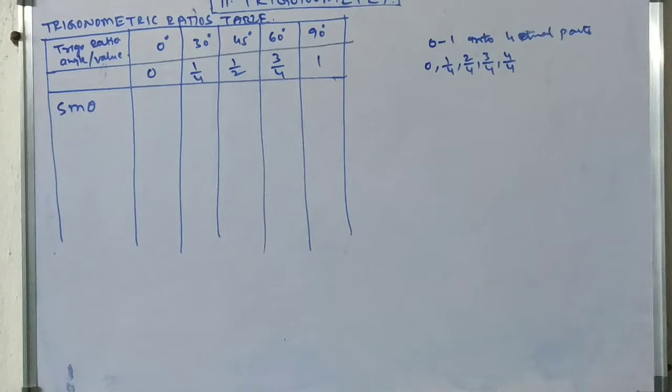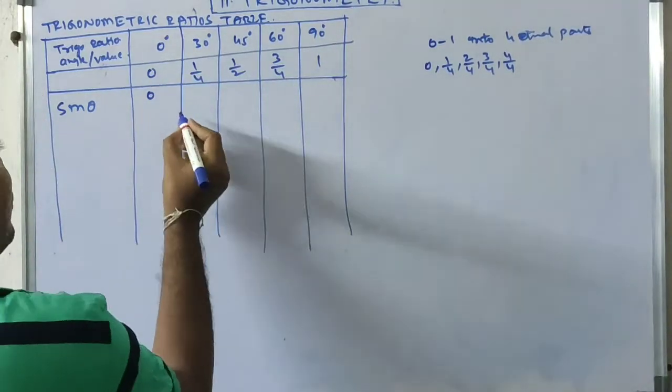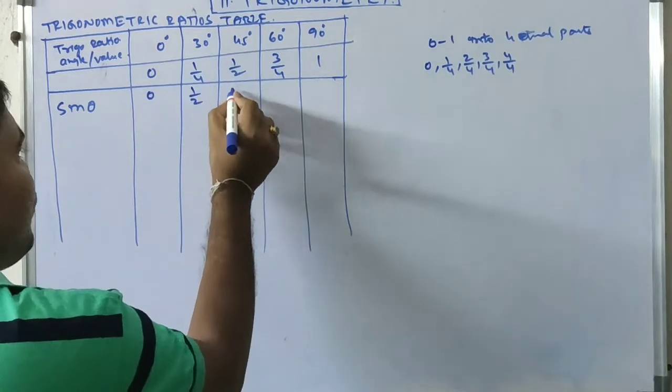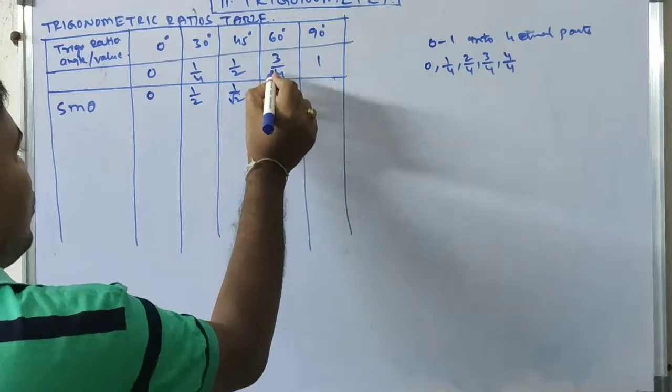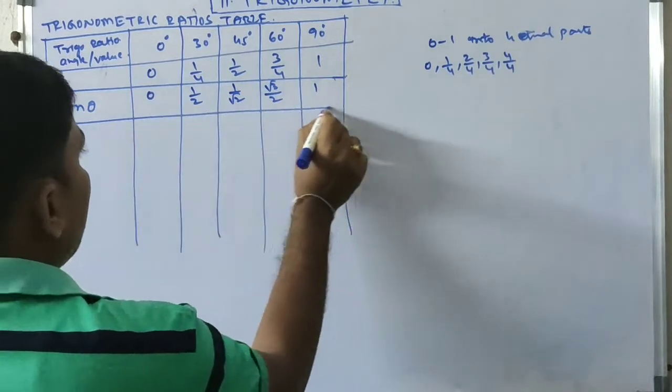So if we take square roots, we will get the values. Root of 0, 0. Root of 1 by 4, root 1 is 1, root 4 is 2, so 1 by 2. Root 1 by 2. Root 3 by root 4, root 3 by 2. Root 1, 1. So this is sin theta.